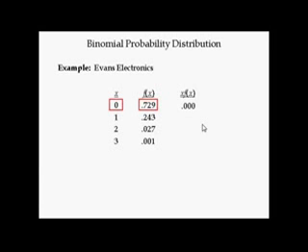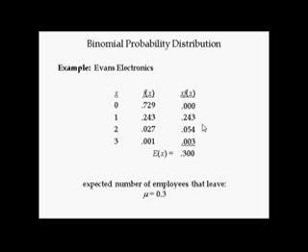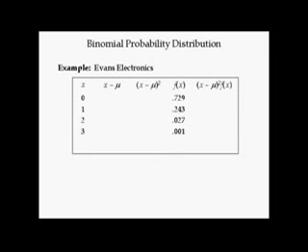The first product is 0 times 0.729, which is 0.000. The second product is 1 times 0.243, which is 0.243. The third product is 2 times 0.027, which is 0.054. The final product is 3 times 0.001, which is 0.003. Summing that up gives us an expected value of 0.3, which is the same expected value that we got using the shortcut equation. To verify the shortcut is actually giving us the correct value for the variance, we complete the following table.